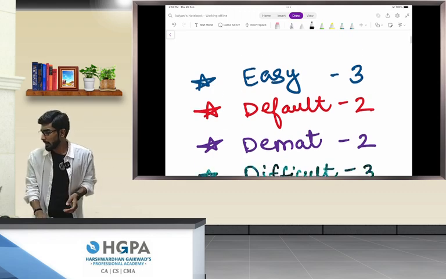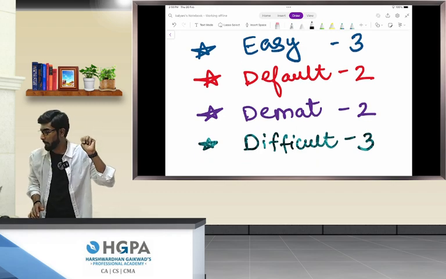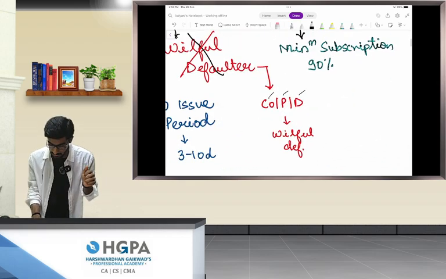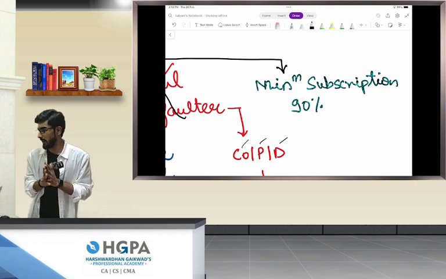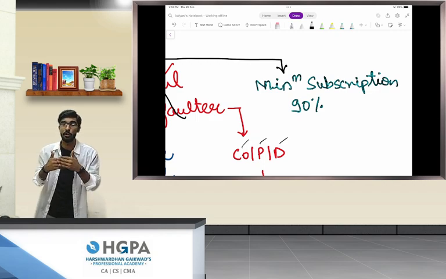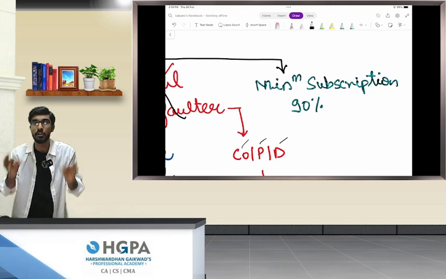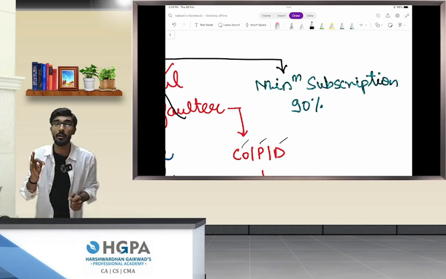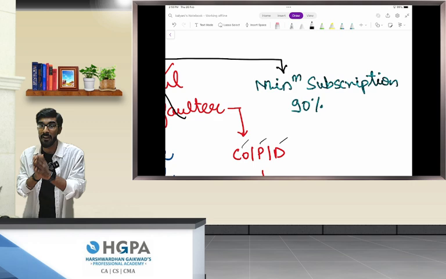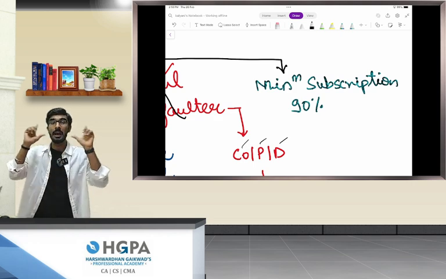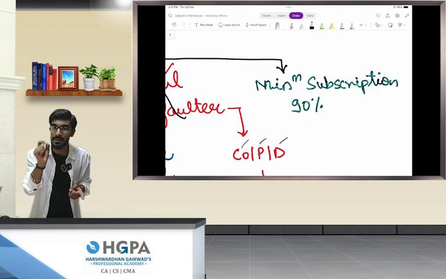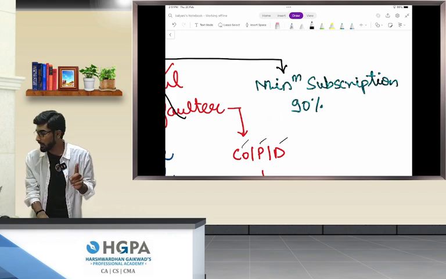Okay. Next is 3 difficult points. Now the easy difficult one is minimum subscription should be 90%. For example, if Lenskart is launching an IPO for 1000 crores from the public, it should ensure that at least 900 crores have been subscribed. If not, the entire money should be refunded to the investors. So minimum 90% of the issue should be subscribed. Okay, number 1 is done.